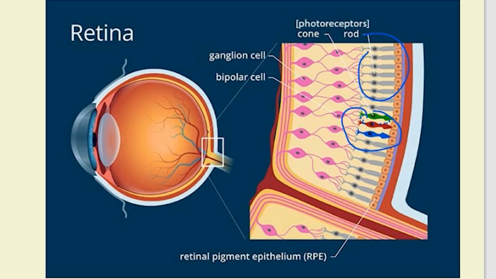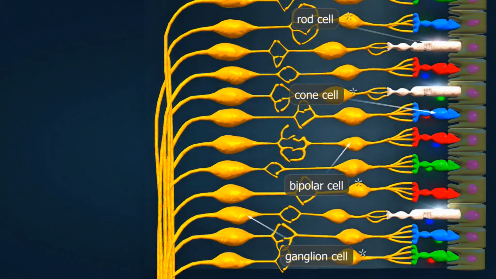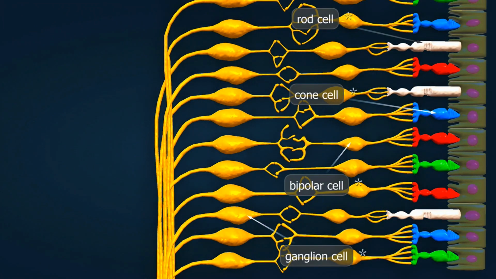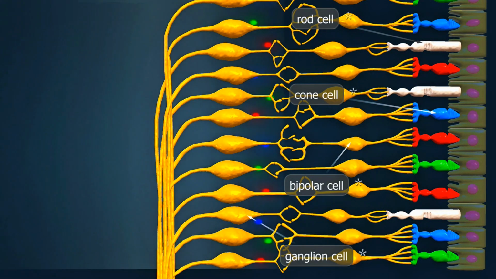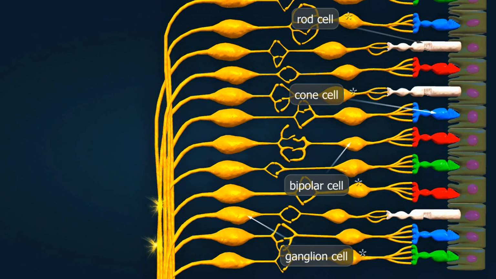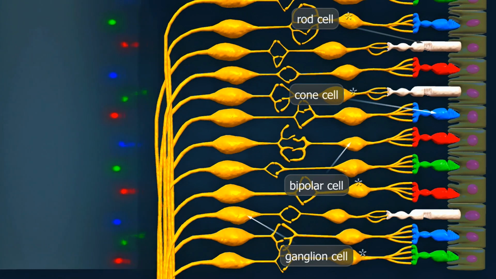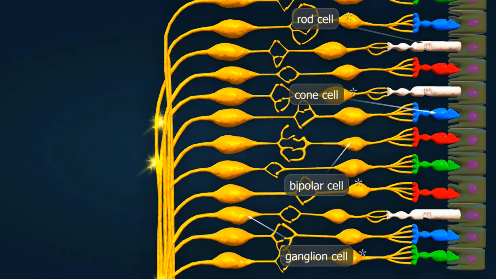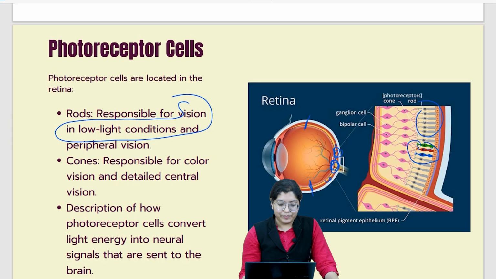Now why is there this difference? It is because your cones are responsible for your color vision, and your rods are responsible for your non-color, or you could say black and white, vision. So when you are, let's say, in a dark room, what happens? Your rods are responsible for vision in low light conditions, and also your peripheral vision. What is peripheral vision? Vision that happens here in the corners, because most of your color vision is concentrated here in the center region of the retina.